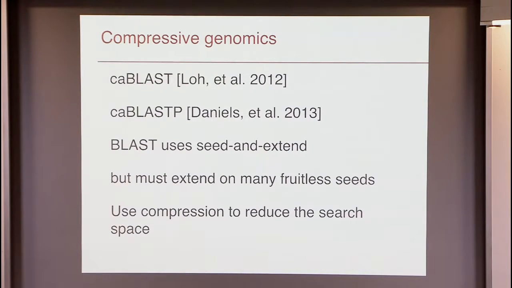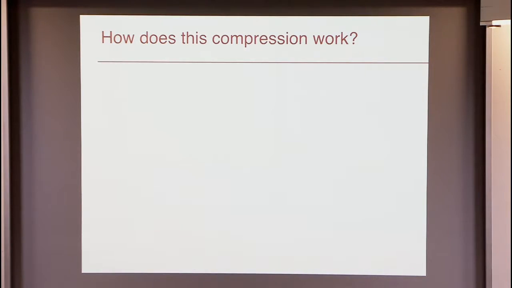The key to both of these is that BLAST uses a seed and extend approach, right? We find short k-mers and use them as a heuristic to try to extend an alignment. The problem is, a lot of times BLAST has to try to extend on seeds that don't lead anywhere. So what both of these did is use compression to reduce the search space. I want to walk through how the K-blast, or specifically K-blast-P, compression works. You're going to find it's actually not too different from Lempel-Ziv, with one important difference.